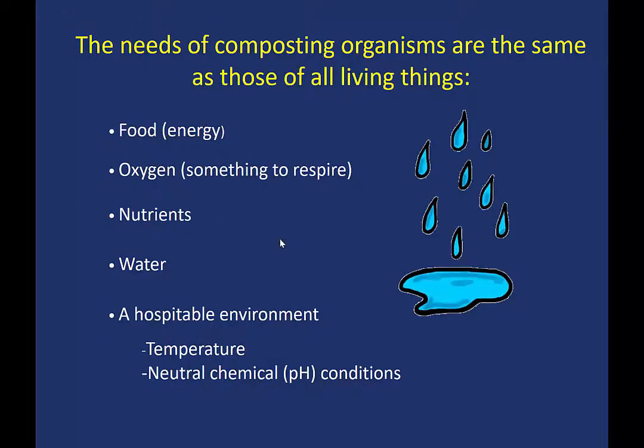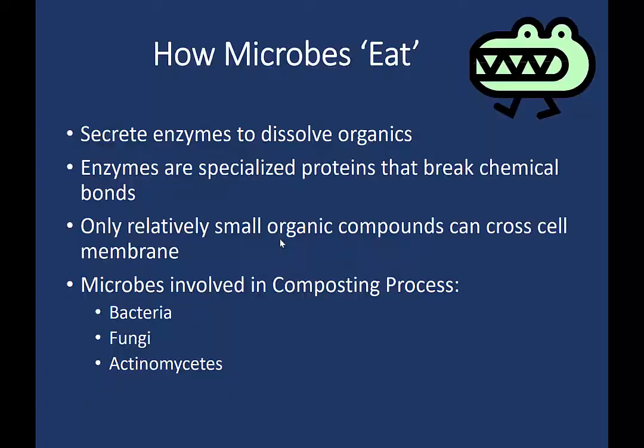So again, the needs of the compost: it's a microbial process, and so it has the needs of any living thing. It needs food, which is the energy, the substrate. It needs oxygen, nutrients, water, and it needs a hospitable environment. That means it needs a temperature that's reasonable. But again, you can have compost in a cold climate because it generates its own heat. And you need neutral pH conditions so the microorganisms can live.